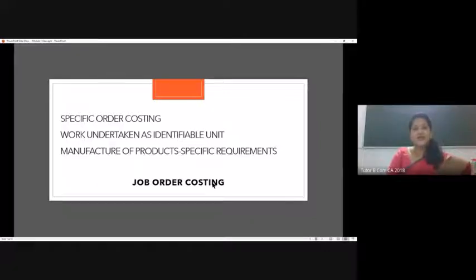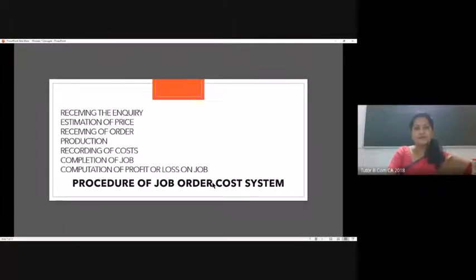So that's why we say that specific requirements would be there and cost computation is based on that specific requirement. That's how it happens in case of job order costing. Each job is taken separately for the ascertainment of cost. So that's the basic nature which you have to understand. Now we will go into a little detail.